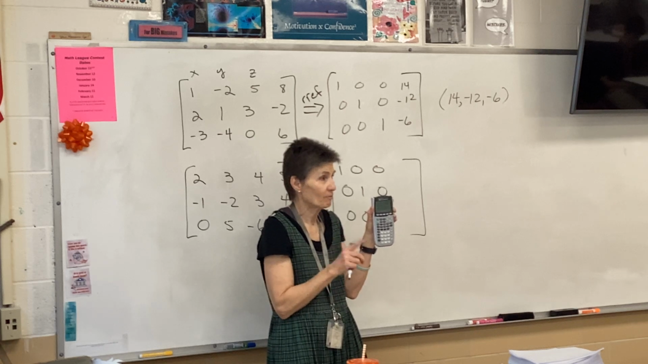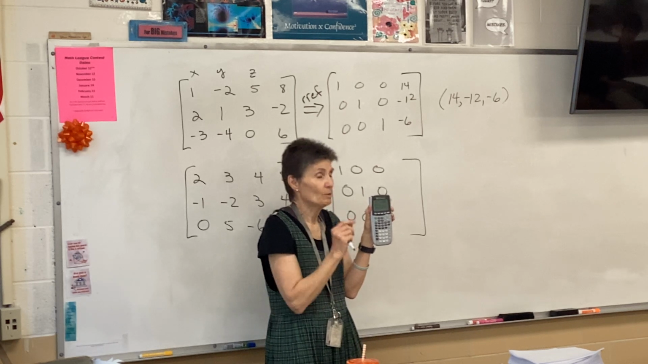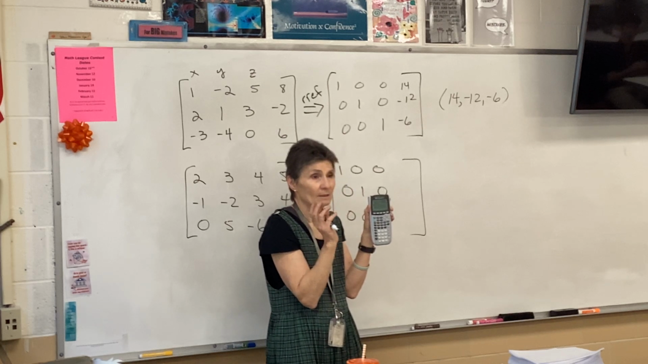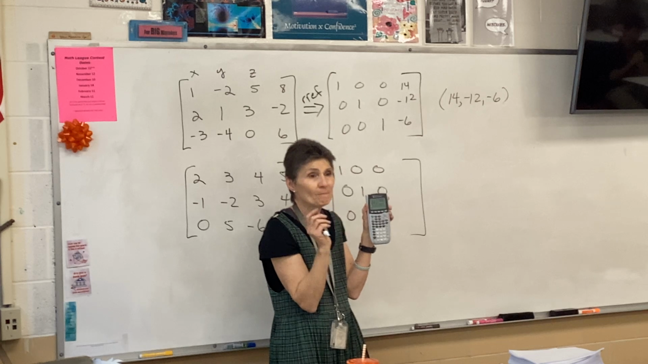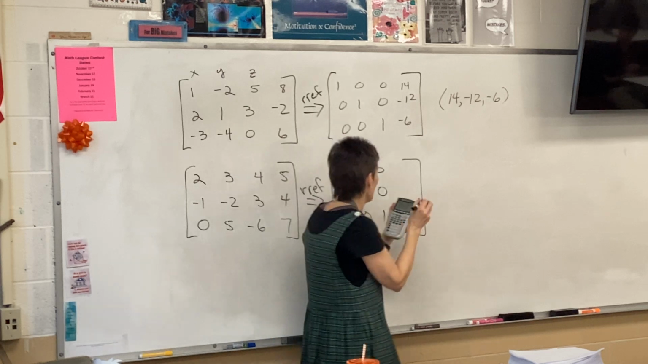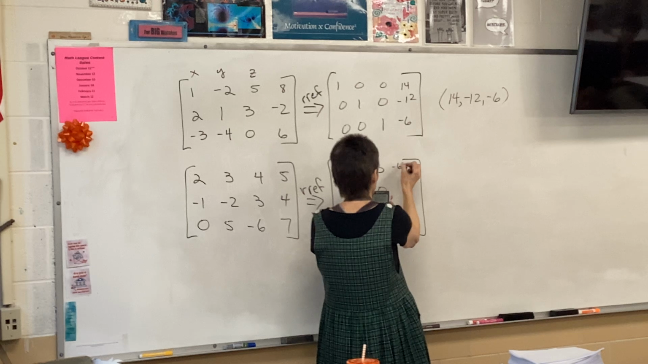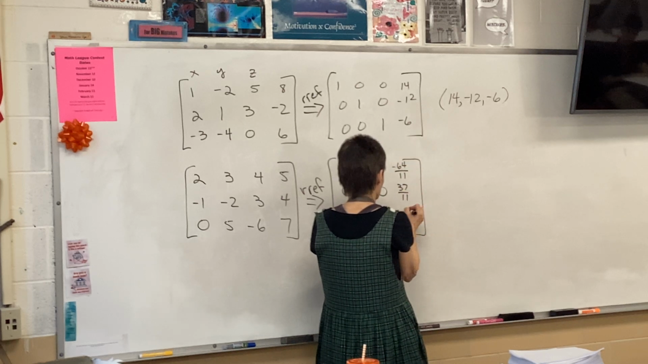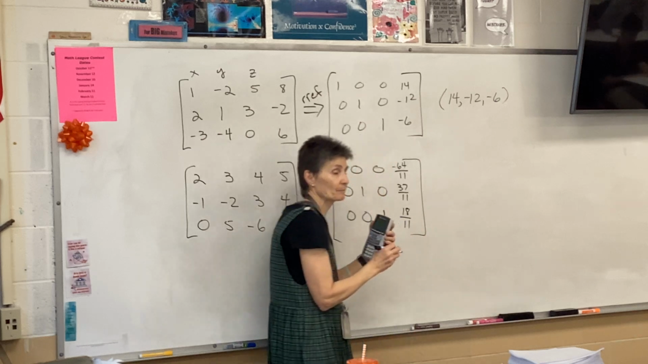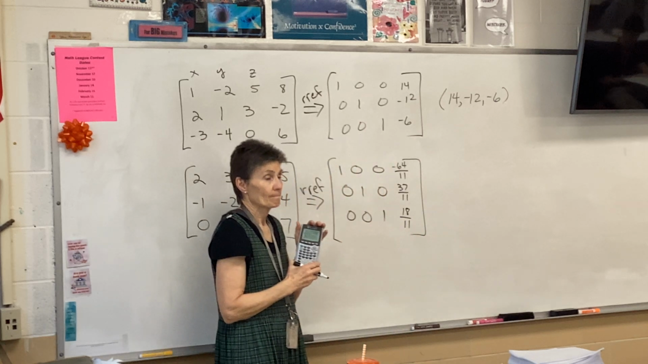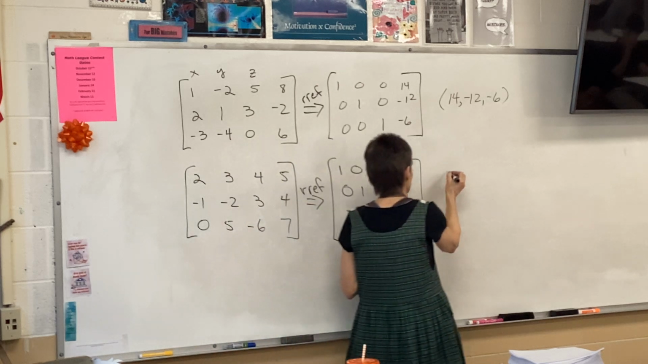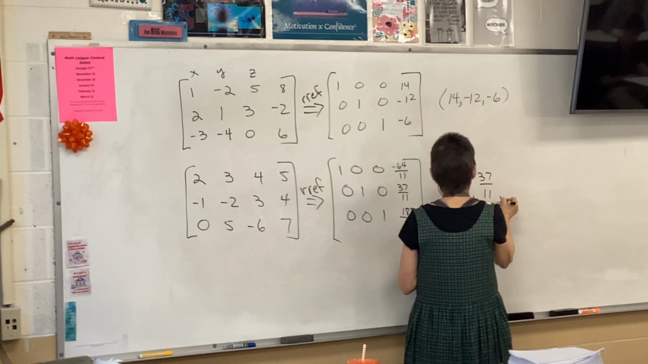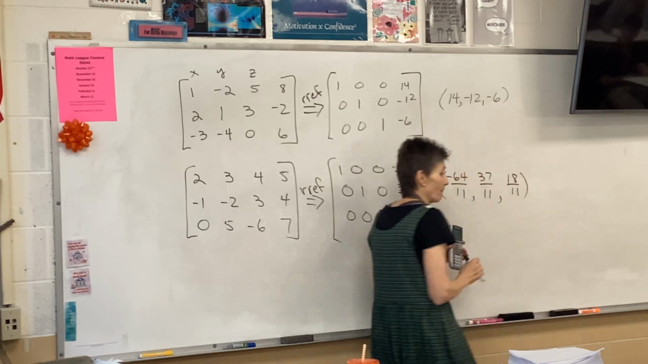That's your math frac button. So if you press math, frac is the first option, press enter once or twice depending on your calculator, and it will come up with the fraction. So that's what we're going to write down. Negative 64 elevenths, 37 elevenths, and 18 elevenths. So our answer is negative 64 elevenths, 37 elevenths, 18 elevenths.